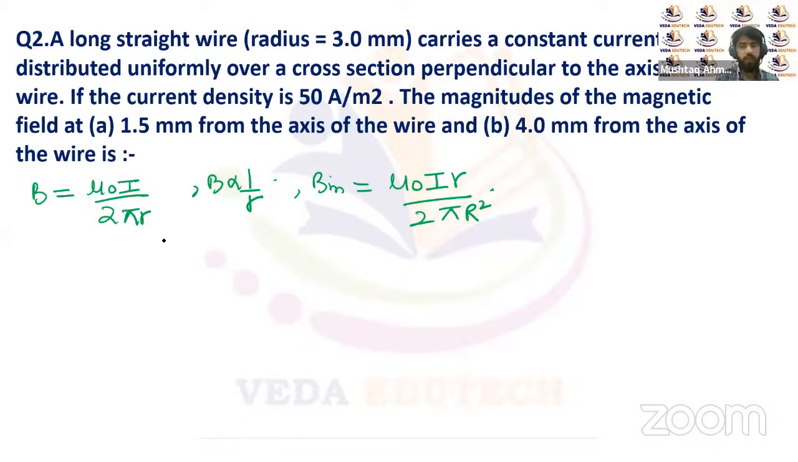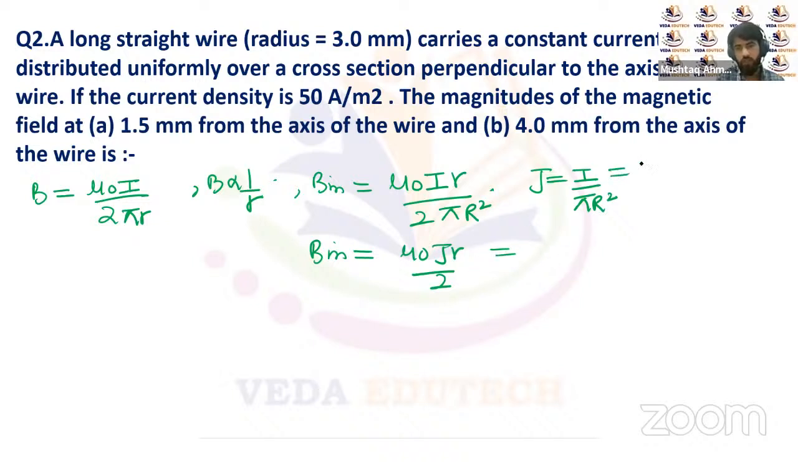Now the current density here has been given. The current density is J equal to I upon pi R square. It's a uniform current density. Now we can replace I upon pi R square in this equation by J. That will be mu naught J into r upon 2. This will be the magnetic field inside. The value of the current density is given as 50 amperes per meter square, so we'll substitute the value of J here. It will be 50 upon 2 mu naught r.